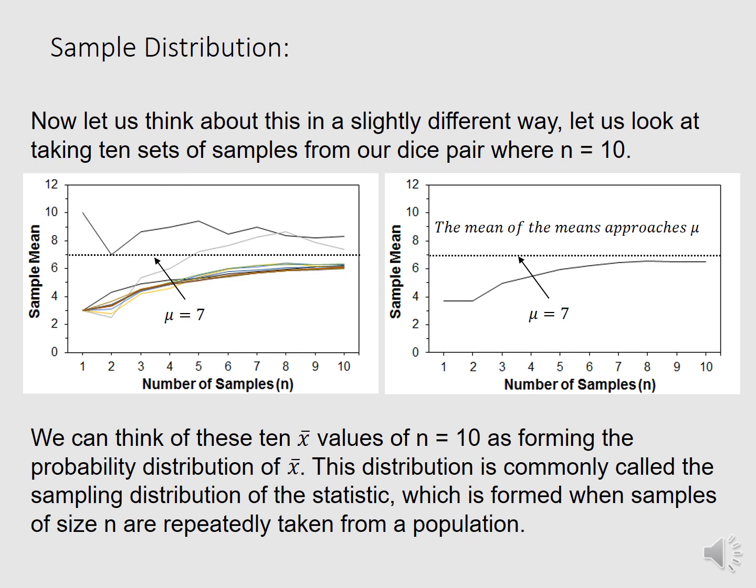Now let's look at that set of 10 dice samples in a slightly different way and take 10 independent sets of 10 dice rolls. We should think of the average of each sample set contributing to the possible values as belonging to a distribution we call the sampling distribution of the mean. If we look at how the mean of the means from the set of samples changes, it approaches the population mean fairly quickly.